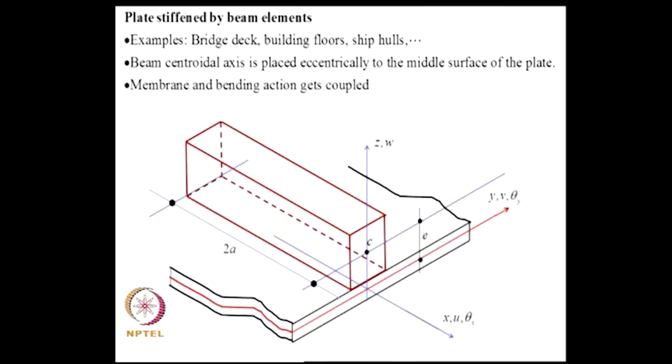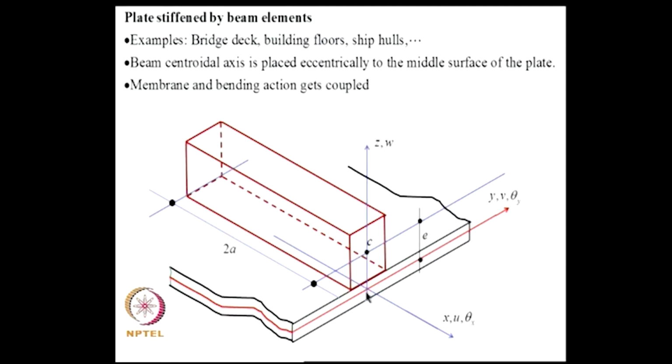Now, we will consider the next class of problems associated with plate bending. Here we are considering plate structures which are stiffened by beam elements like this. These are typically observed in bridge decks, building floors, ship hulls, aircraft structures, and so on. Now, the beam central axis, that is a line passing through this point C here, is eccentrically placed with respect to the middle surface of the plate which it aims to stiffen.